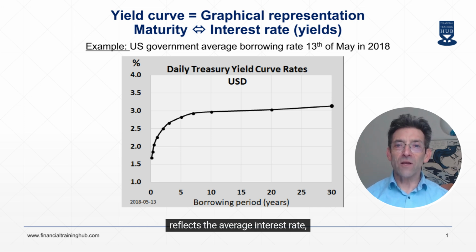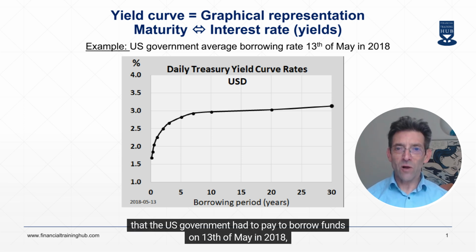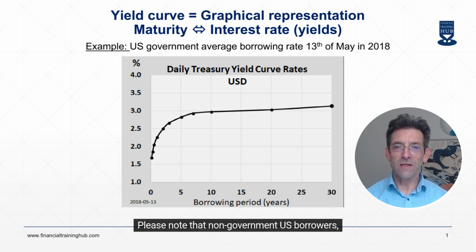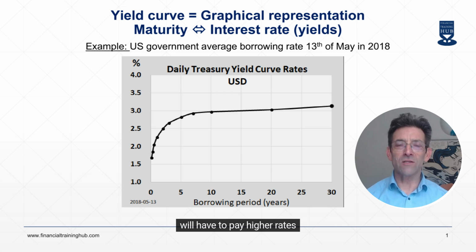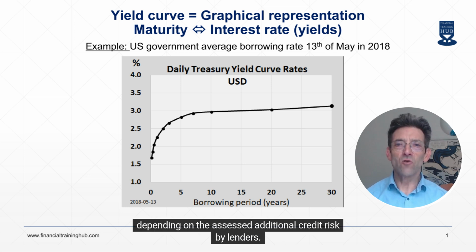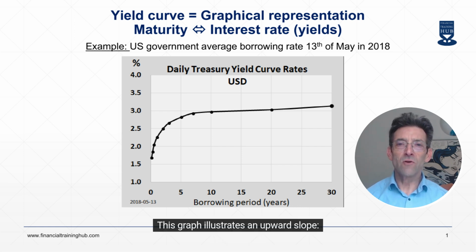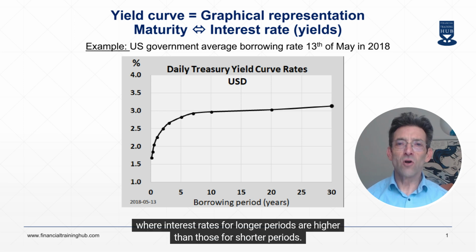Based on collected available market information, this example graph of the daily Treasury yield curve reflects the average interest rate that the U.S. government had to pay to borrow funds on 13th of May in 2018 for maturities up to 30 years. Please note that non-government U.S. borrowers will have to pay higher rates depending on the assessed additional credit risk by lenders. This graph illustrates an upward slope, a rising yield curve, where interest rates for longer periods are higher than those for shorter periods.